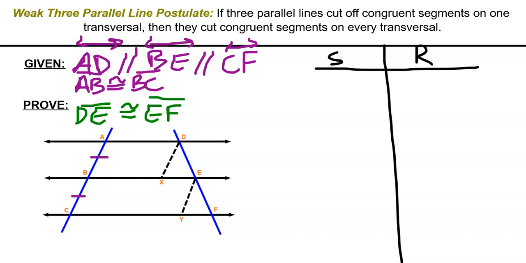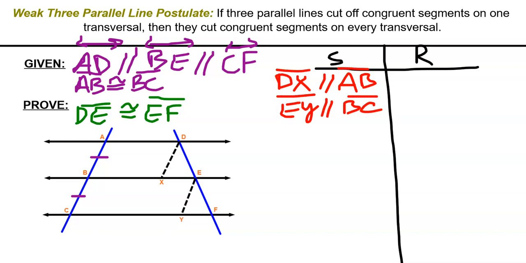your first step again is going to be the given, is that DX is parallel to AB, and that EY is parallel to BC. And the reason for that is construction, because we have added a series of segments onto our diagram. Okay, great. So now we have AB and BC that are congruent, we have DX that is parallel to AB, and we have EY that is parallel to BC.